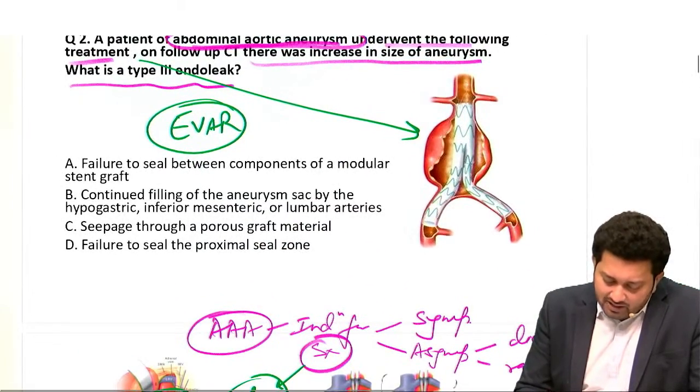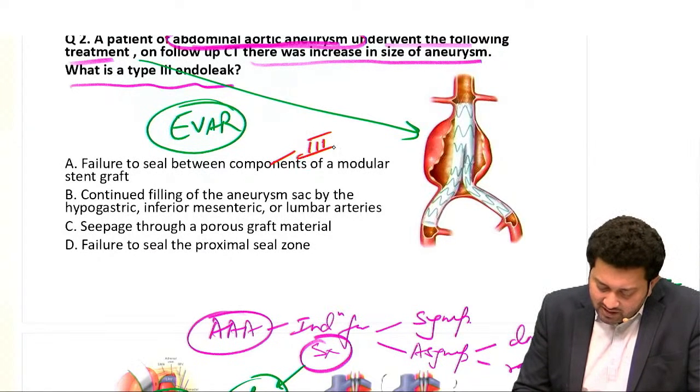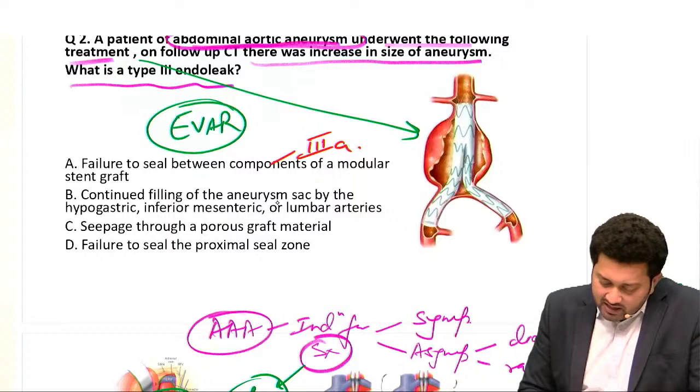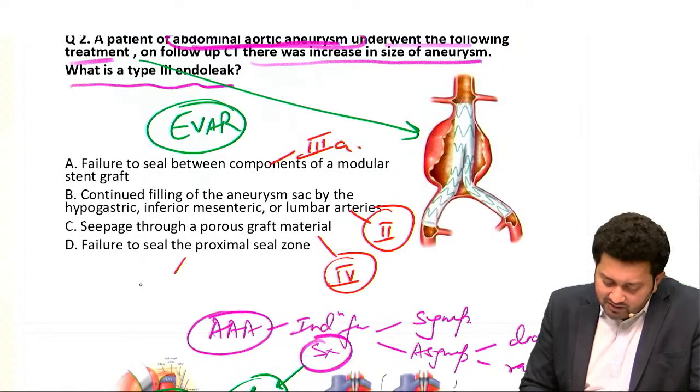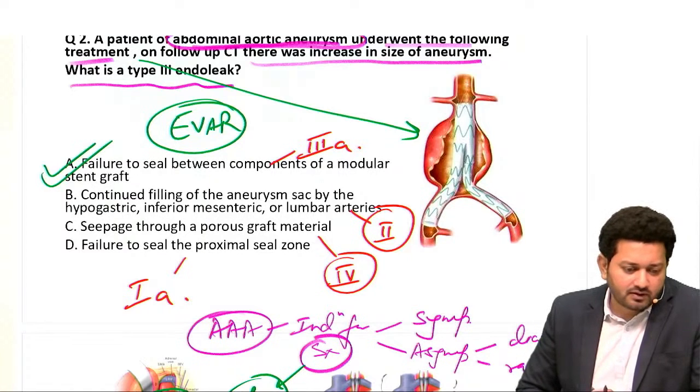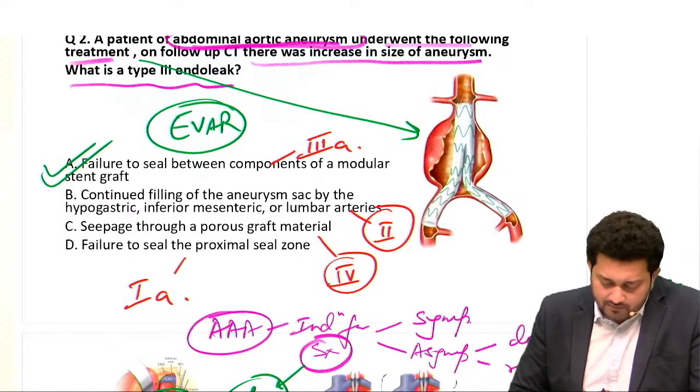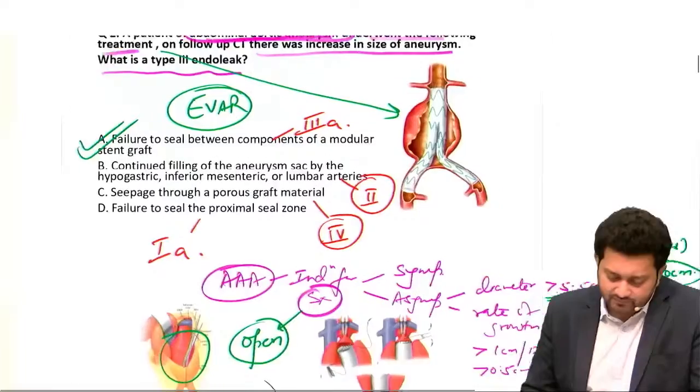What is type 3? Failure to seal between components of a modular device. This is 3A. Continued filling is type 2. Seepage through a porous graft is type 4. Failure to seal the proximal seal zone is 1A. So the answer here is A. Answer here is A. I'm sure this is okay.